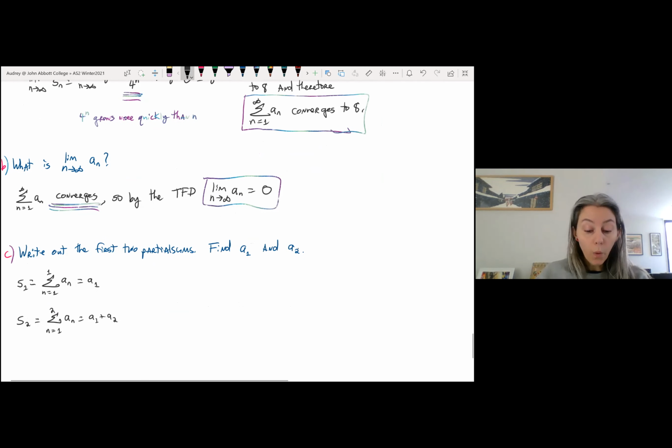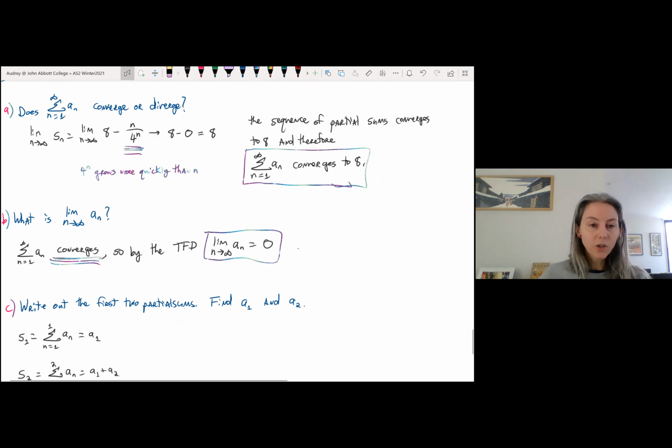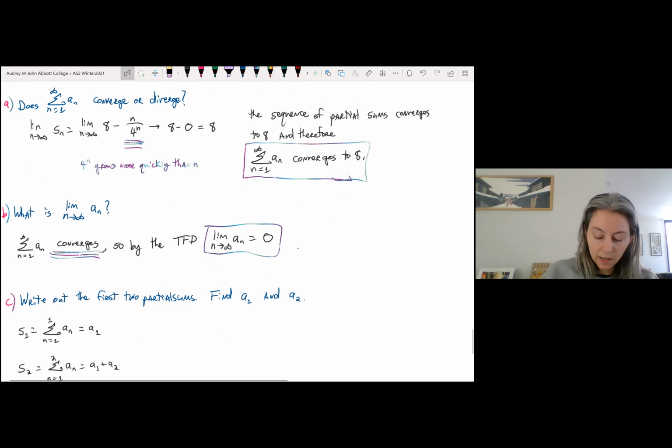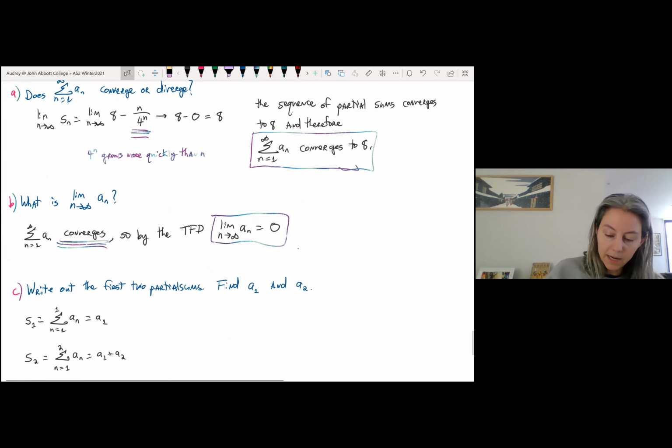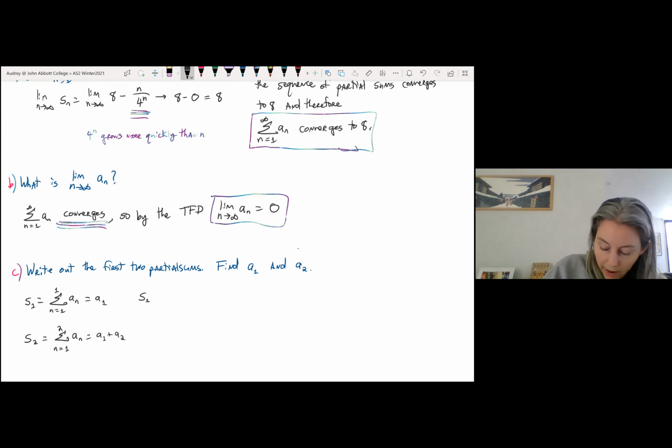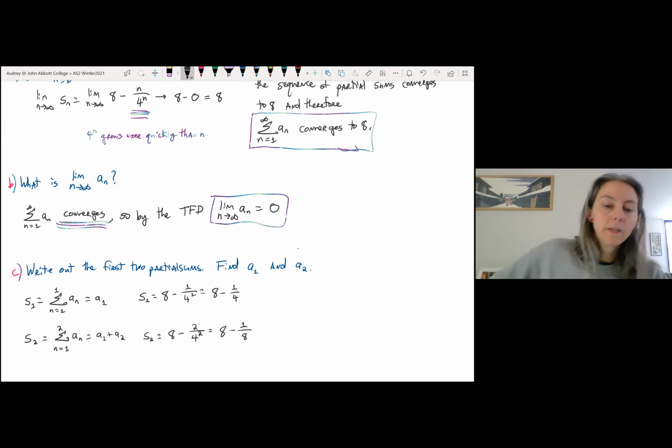Well, I also know what S sub n is, so I can actually just plug in to find these things. So we're plugging into 8 minus n over 4 to the n. So S sub 1 is equal to 8 minus 1 over 4 to the 1. So that's 8 minus 1/4, which I'm actually just going to leave like that for a second. And then my S sub 2 would be 8 minus 2 over 4 squared. So that's 8 minus 2 over 16, so that's actually 8 minus 1 over 8. So this is my S sub 1, my first partial sum.